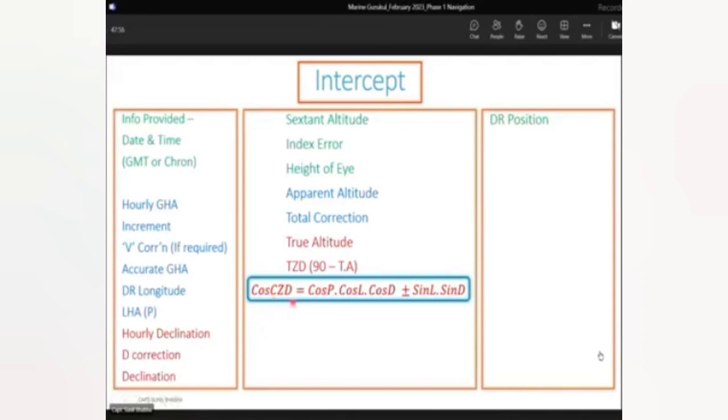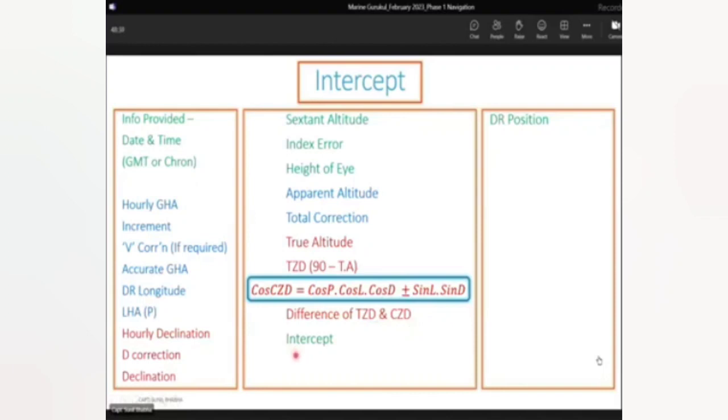Now once CZD is found, what we do is we get the difference between TZD, that is the true zenith distance, and CZD, the calculated zenith distance. We find out what is the difference between these two, and this difference is what we call as the intercept. So intercept is nothing but the difference between the true zenith distance and the calculated zenith distance.